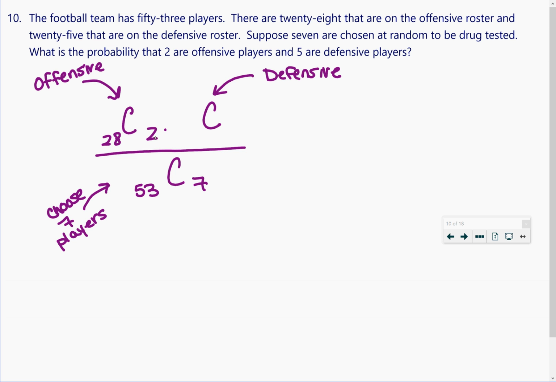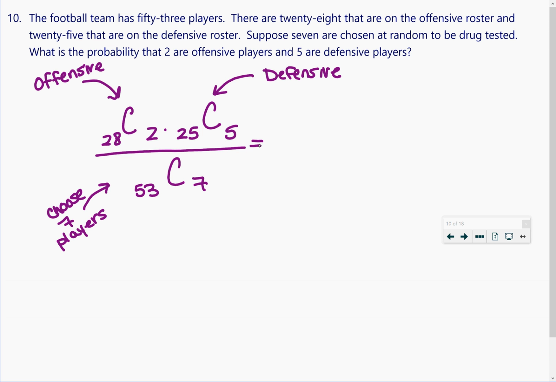2. And how many defensive players are there? 25. And how many of those are we picking? 5. That's it. Okay. So on top, it's calculating the different ways that we can pick 2 and 5. On the bottom, it's calculating the total. We're going to go ahead and divide those, and that'll give us our probability.